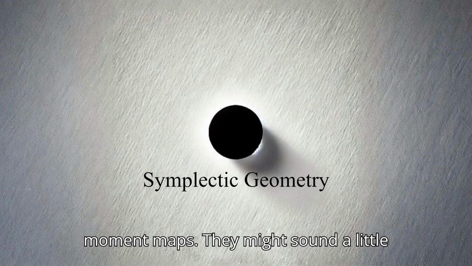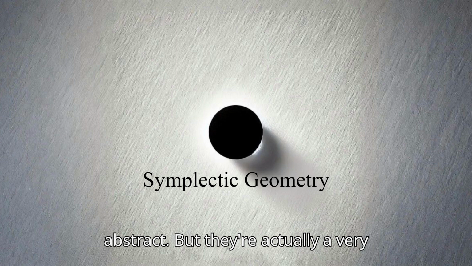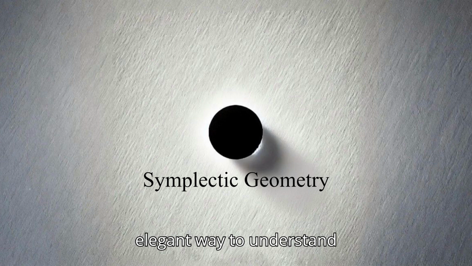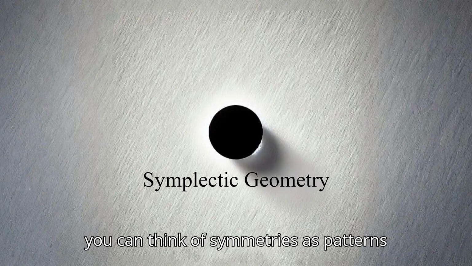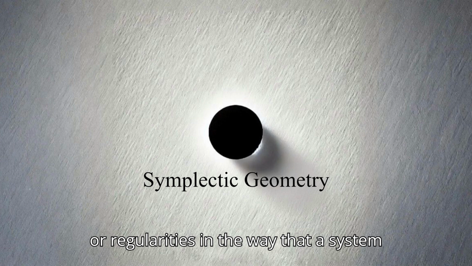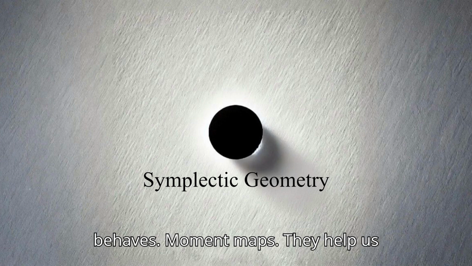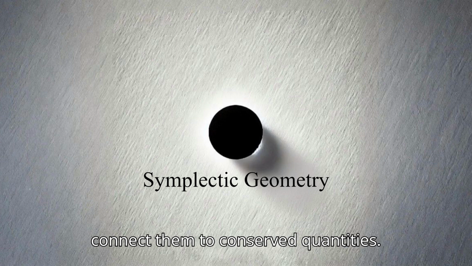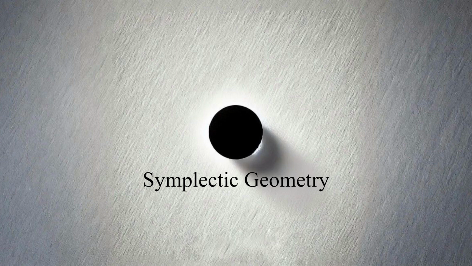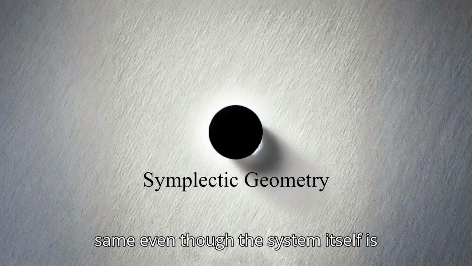All right, moment maps. They might sound a little abstract, but they're actually a very elegant way to understand symmetries in Hamiltonian systems. So you can think of symmetries as patterns or regularities in the way that a system behaves. Moment maps help us identify these symmetries and connect them to conserved quantities. Conserved quantities. Yeah. So these are things that stay the same even though the system itself is changing.